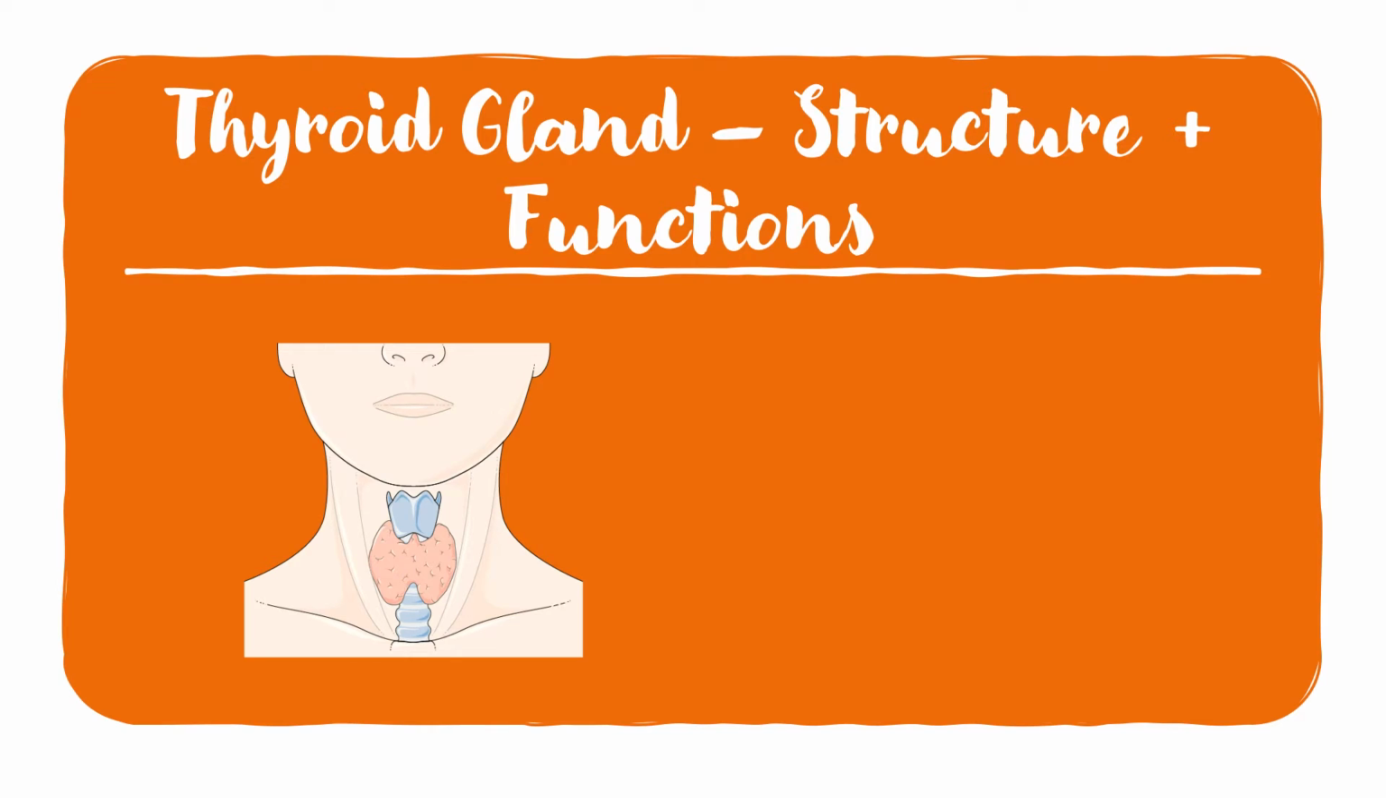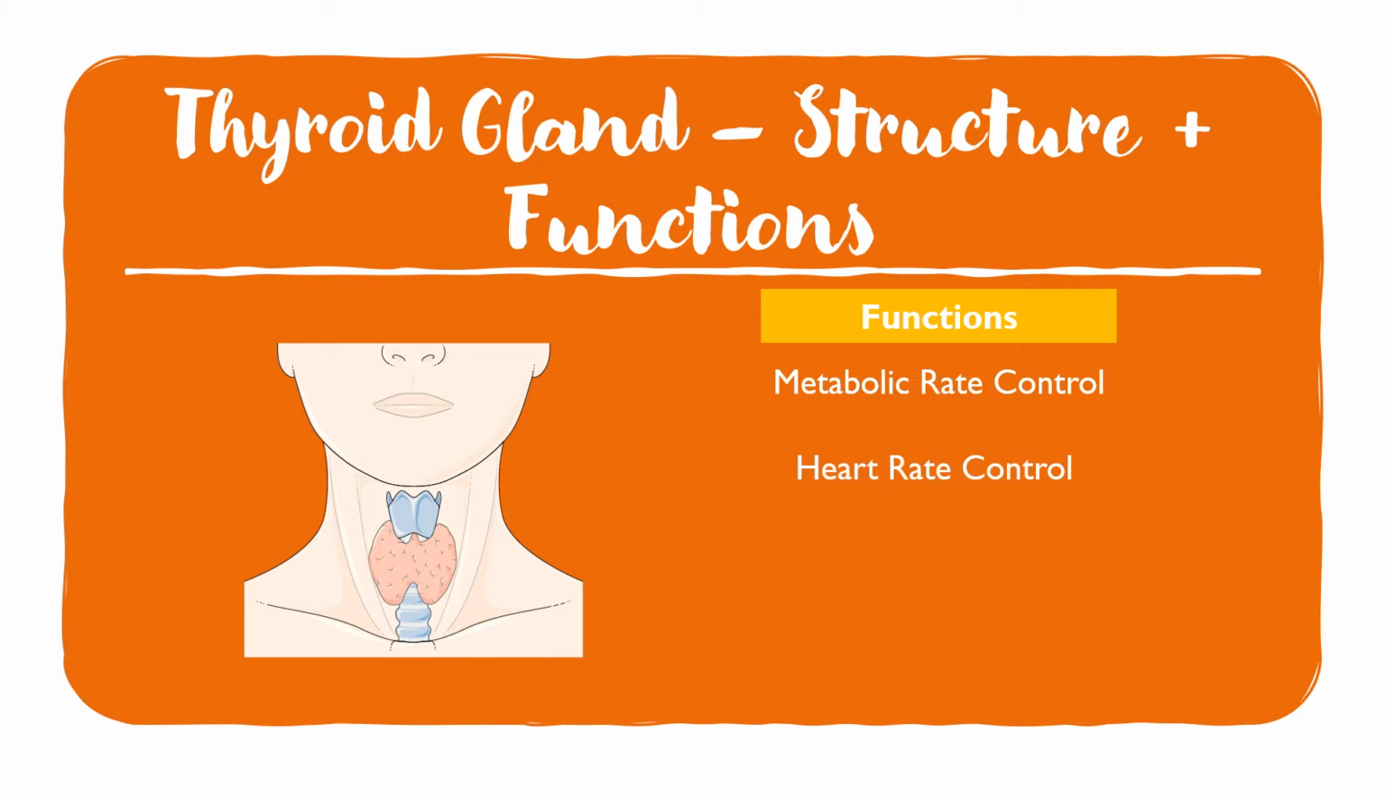So just as a quick recap, we're going to go over the structure and functions of the thyroid gland. As you can see from the image on the left, the thyroid gland is this structure which sits in front of the trachea and directly below the larynx, and it has multiple functions. For example, it's involved in metabolic rate control, it's involved in heart rate control, it has neural effects, and it's involved in bone and muscle health as well. And it's important to understand these functions because just like in hyperthyroidism, you can use these functions to work out the symptoms of hypothyroidism.